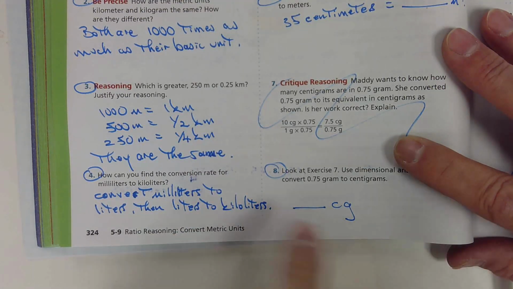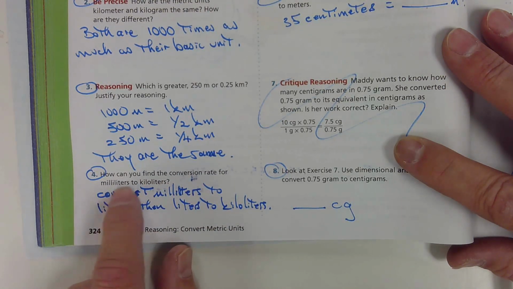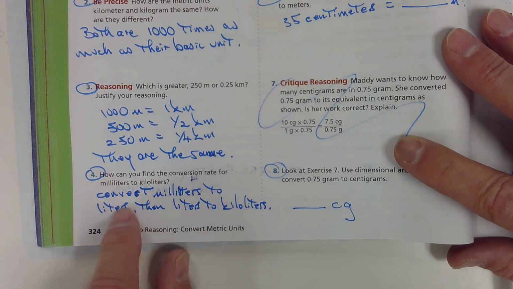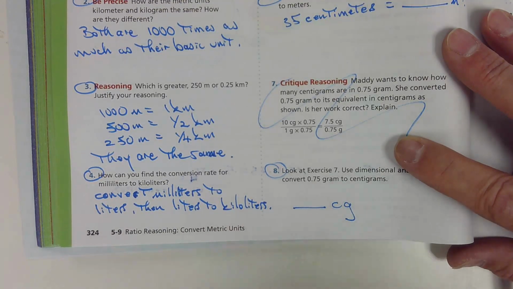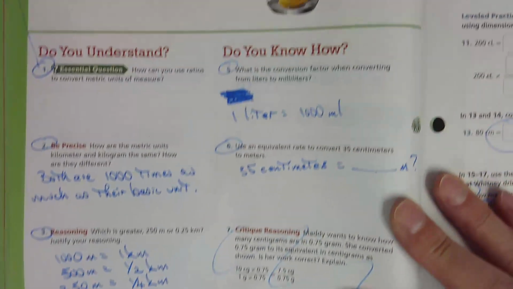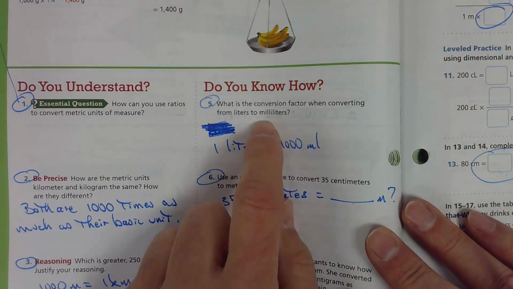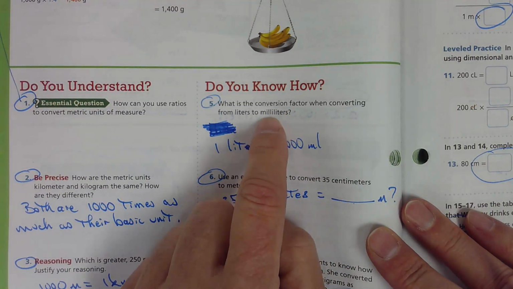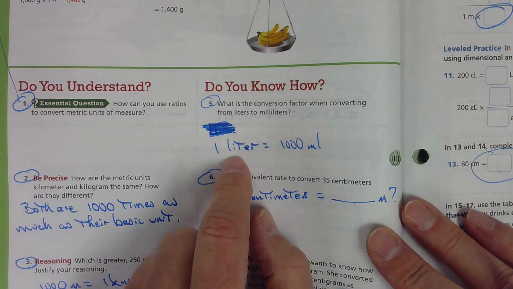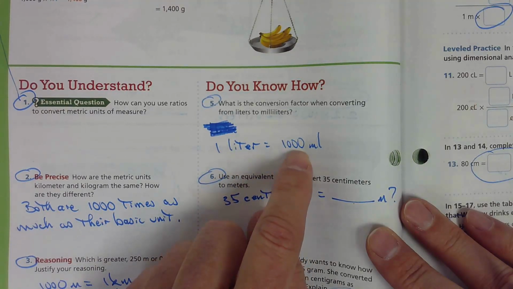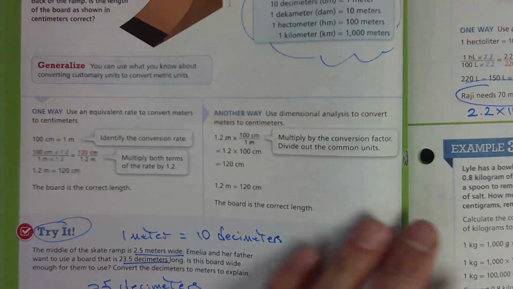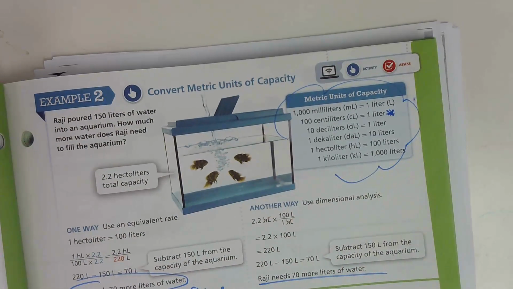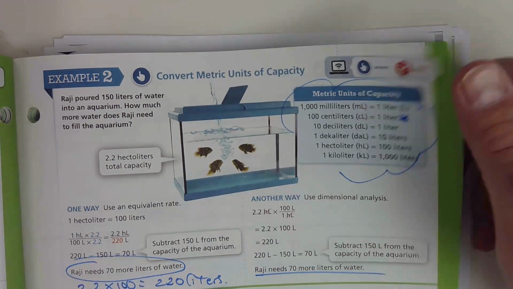And number 4, it says, how can you find the conversion rate for milliliters to kiloliters? Convert milliliters to liters, and then liters to kiloliters. All right, number 5, answer that one for you. What is the conversion factor when converting liters to milliliters? Well, 1 liter is equivalent to 1,000 milliliters. And again, if you're not sure of that, you can go back to the chart of capacity.